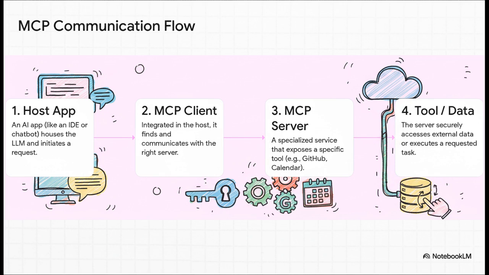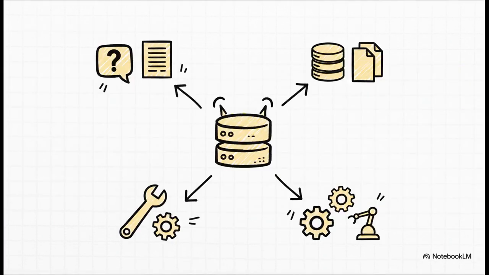Each server is a little specialized program that connects to one specific tool, like, say, your calendar or GitHub. The client just asks the server for some information or to do something, and the server takes care of the rest. It's that universal translator in action. And these servers are really flexible. They can give the AI context in three main ways.